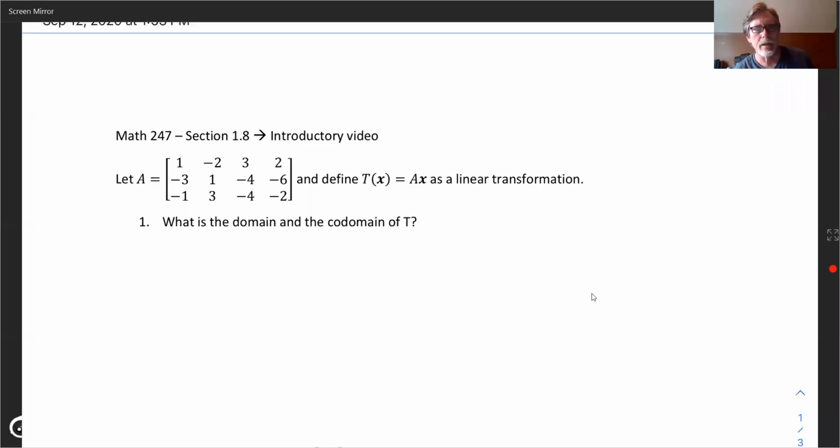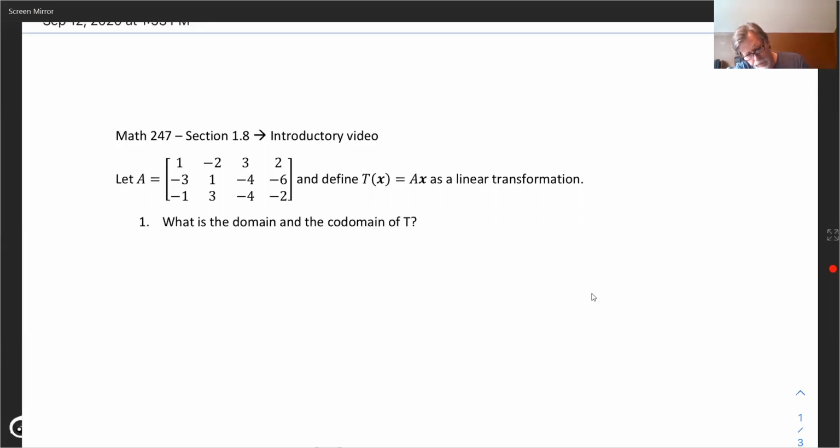Okay, I'm going to do an example, you guys, a linear algebra example from section 1.8, which is dealing with linear transformations. By the way, we didn't give a definition of a linear transformation, so that can happen in class. But basically, it's got a certain property, otherwise it's not a linear transformation. So let's read what we've got here. We've got matrix A is equal to that matrix, and then define T of X to be a linear transformation.